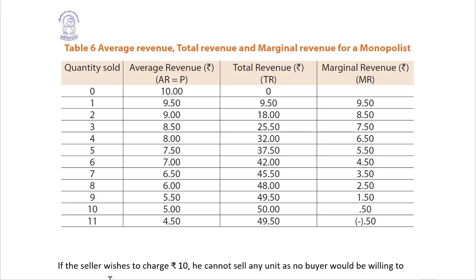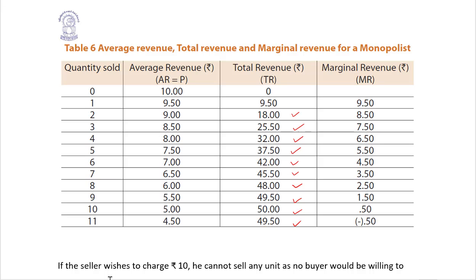This would be 9.5. Over here it is 9 multiplied by 2, which is 18. 8.5 multiplied by 3, 25.5. 8 multiplied by 4, 32. 7.5 multiplied by 5, 37.5. 7 multiplied by 6, 42. 6.5 multiplied by 7, 45.5. 6 multiplied by 8, 48. 5.5 multiplied by 9, 49.5. 5 multiplied by 10, 50. And 4.5 multiplied by 11, 49.5.